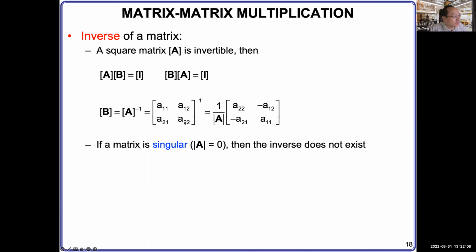See, here is A11, A22, that's the original A. But here you write A22, A11. And then for the off-diagonal, you don't switch, but you add the minus sign there, minus A12, minus A21. Okay, so this is a new matrix, and every element here is divided by the determinant of A. Then this new matrix times the original A equals the identity matrix. You can just follow this formula to find the inverse. It's very straightforward. And when the matrix is singular, meaning the determinant of this matrix equals zero, then we cannot get the inverse.